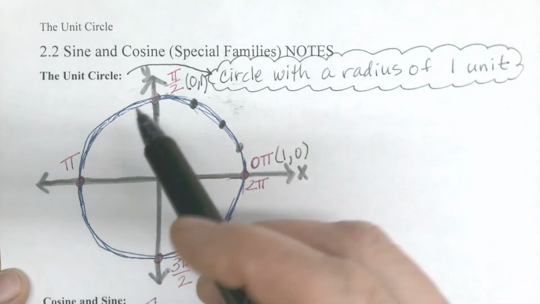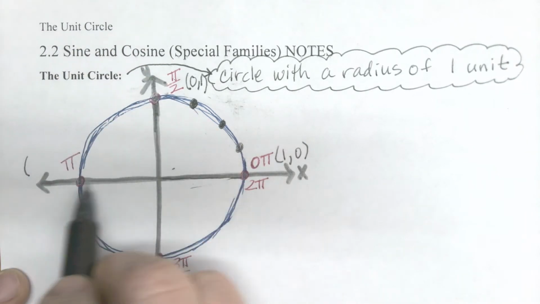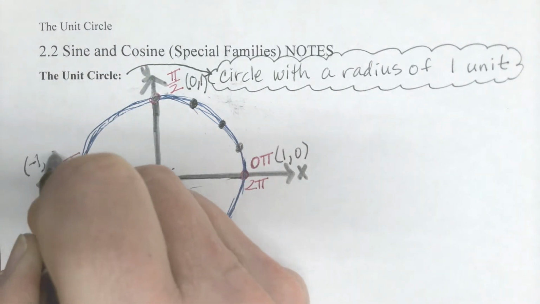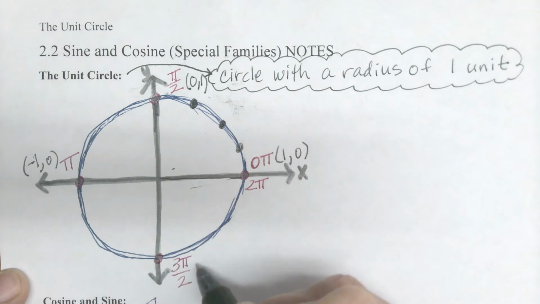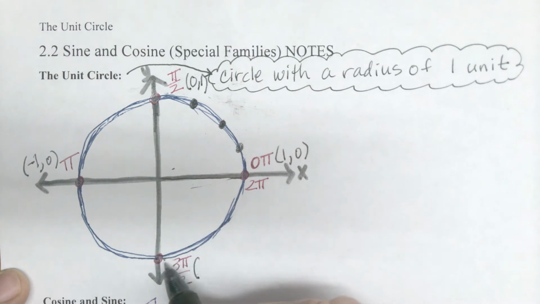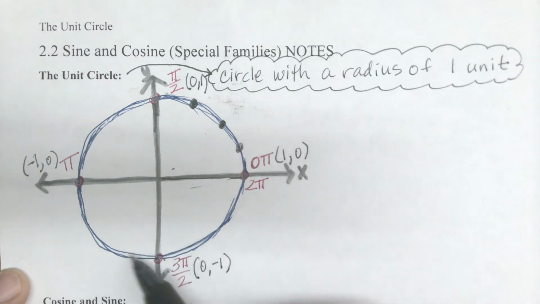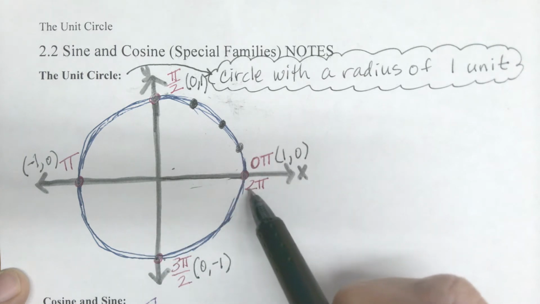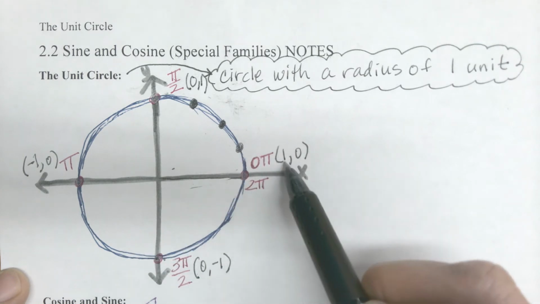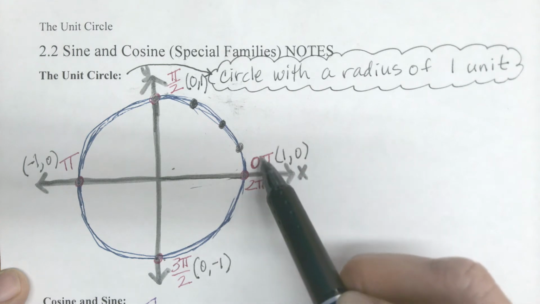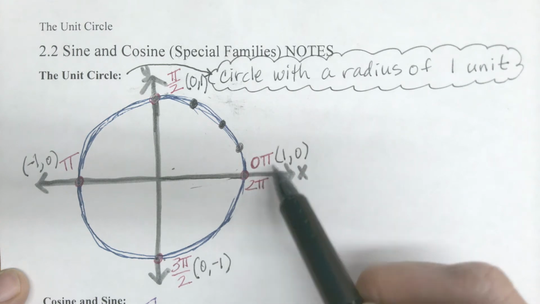If I move over here to pi, knowing that I'm moving to the left, that would be negative 1, 0. And then as I continue down to the bottom, 3 pi over 2 is another axis point, that would be 0, negative 1. And then if I go back up to the beginning, to 2 pi, I start all over again, and that comes back to that point 1, 0. So 0 pi and 2 pi share the same value.